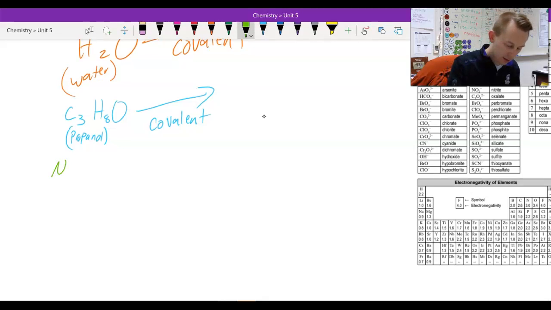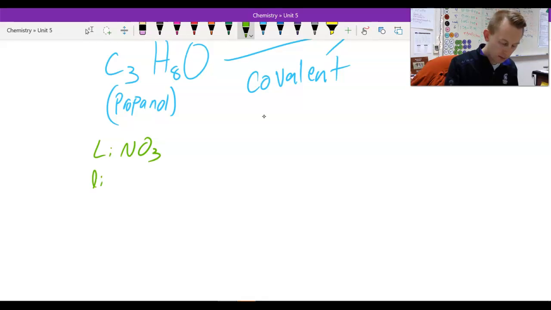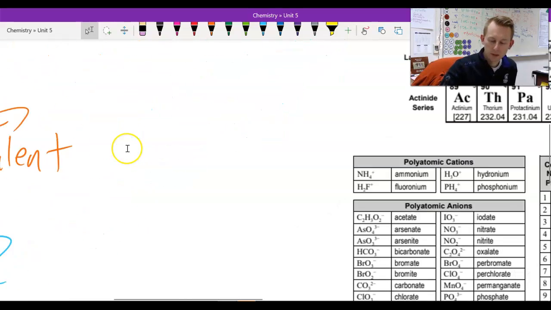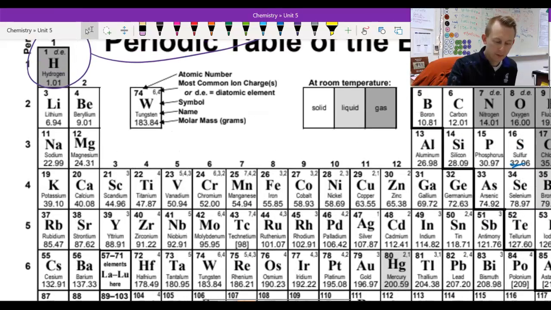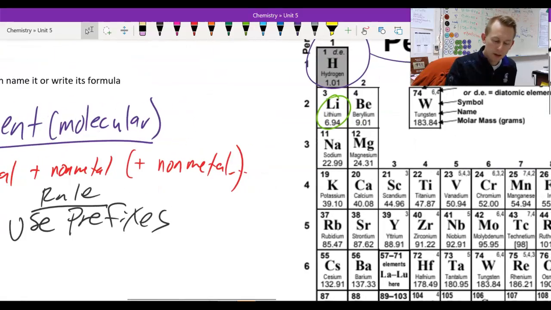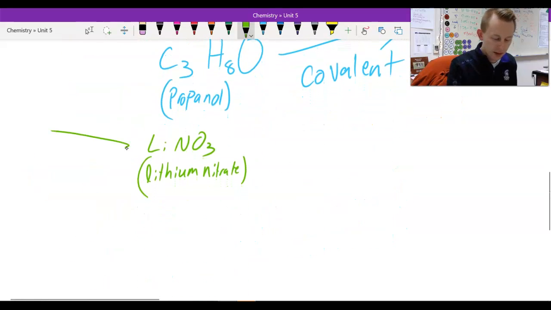So I've got LiNO3, so lithium nitrate, if you're keeping score at home. All right, so lithium nitrate. I've got a metal, and then I've got two nonmetals. So lithium, that's here on the periodic table, and then N and O are both over here, so that works. So metal and nonmetals, this would be ionic.